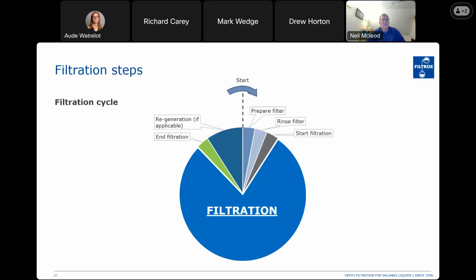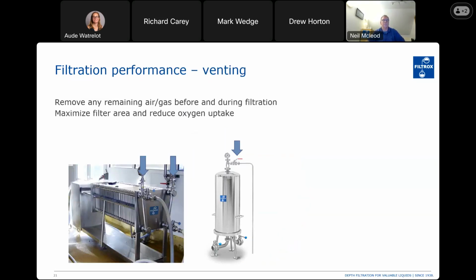We talk about the filtration cycle, and I just wanted to put this in here because it does show from the starting point. We prepare the filter, rinse the filter, then we start filtration. And then filtration runs for quite a long period until we get to the end of filtration. Then we can do a regeneration or back flushing, and then we're ready to start again. But a lot of people say there's a lot of preparation time with depth filters, and there isn't really compared to the length of time the filter will actually run.